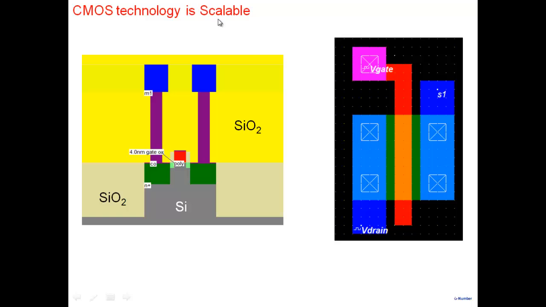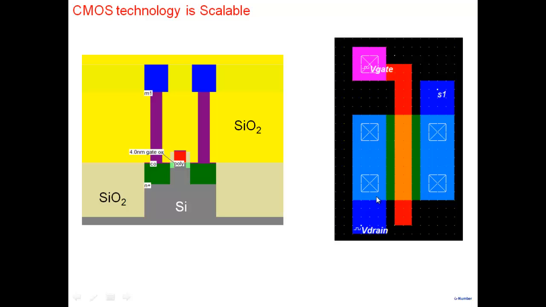Fortunately, CMOS technology that I'm talking about, bipolar also, but CMOS technology is scalable. All the examples that I was giving you were for 10 micron CMOS technology. This is an example of a CMOS transistor. Don't worry about it. This is a cross-sectional view, and this is a top view layout. So this is where the gate is, and these are N+ regions, these are contacts and all that.